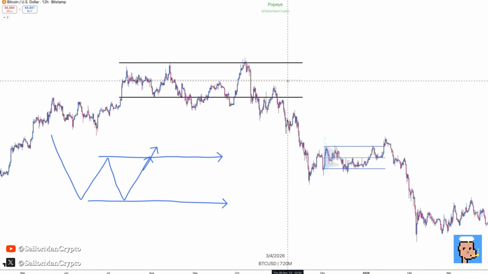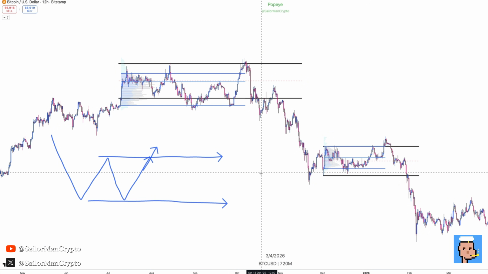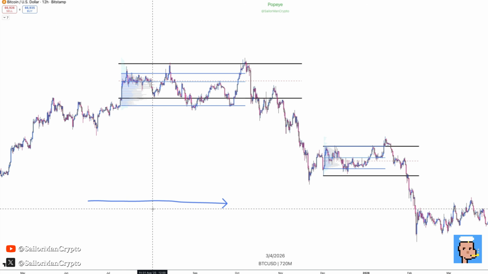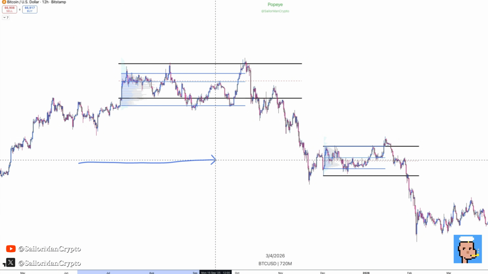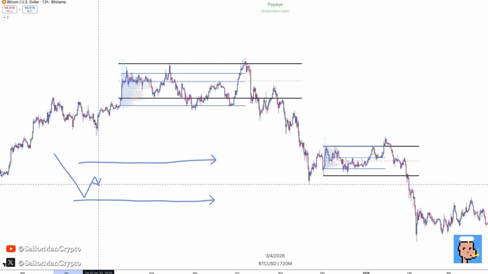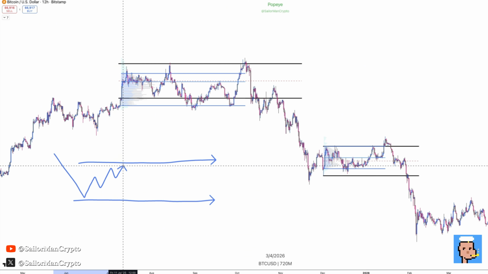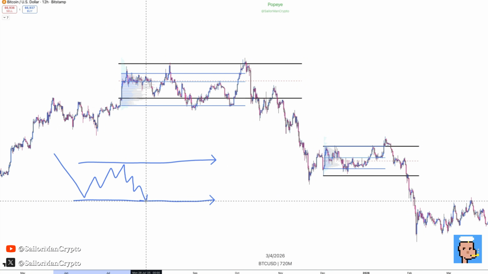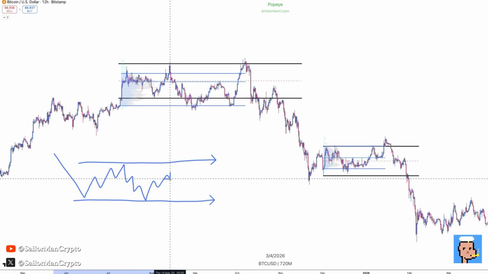So the trigger in this case for me is the market structure break that confirms the reversal. So let's start a little bit with the theory of this. Why do we need a market structure break to confirm the reversal? Because we know we are in a range. We know that price has been moving up, has been rejected, then has been moving down, has been rejected, then potentially is coming out.